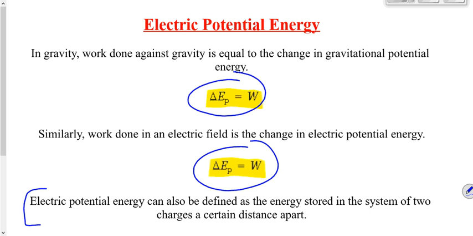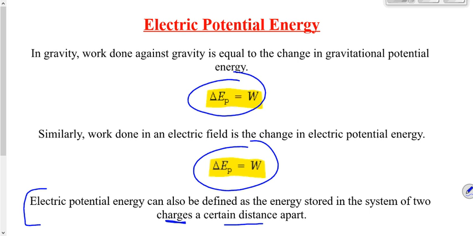But when we're talking about electricity, that second charge isn't, first of all, nearly as large as the Earth usually. And secondly, it's going to change. We can go from this charge being the second charge to this charge being the second charge in the next problem, to this charge being the second charge in the next problem. Because both charges are changing versus with gravity, it's only the one mass that's changing. We have to use the more general form of the electric potential energy definition. That is the energy stored in a system of two charges a certain distance apart.